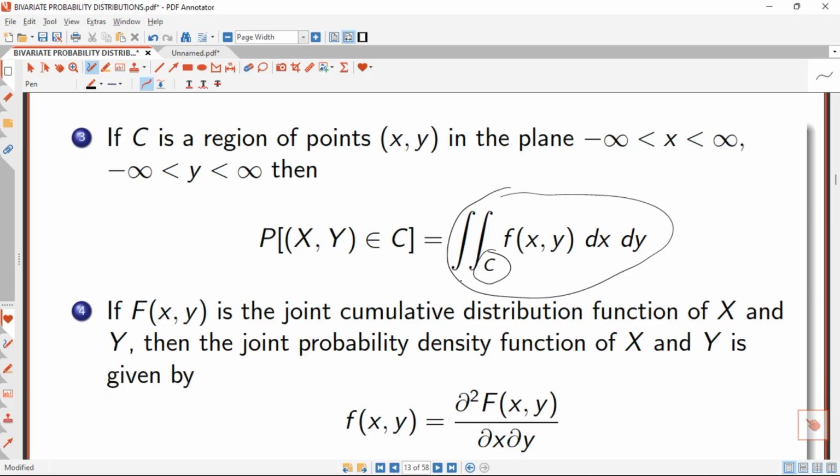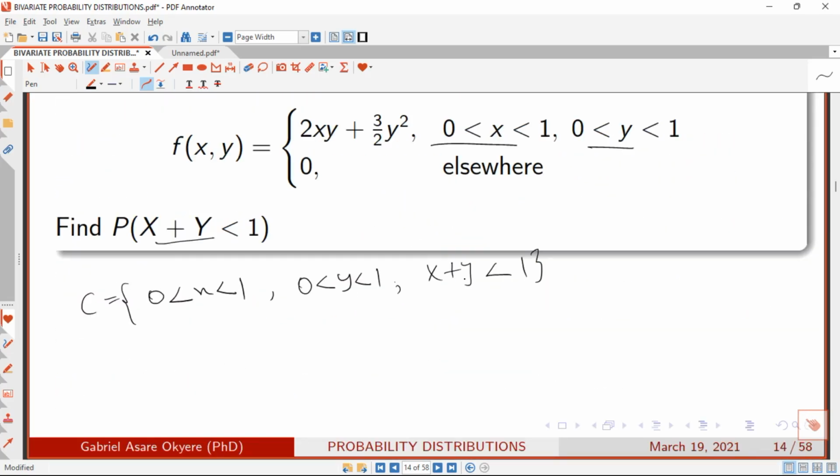The critical region determines the probability. As we have seen for x and for y, we have x plus y less than 1. So our first integral, the outer integral with respect to x, will move from 0 to 1.